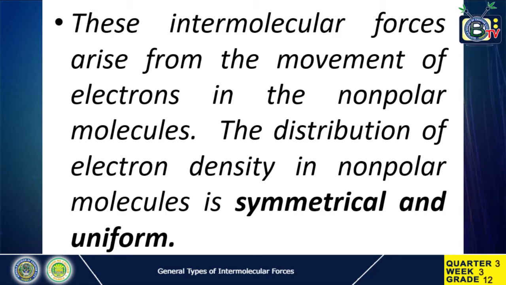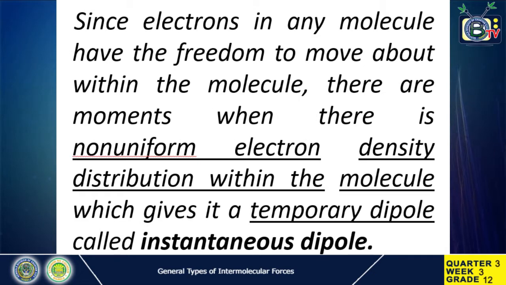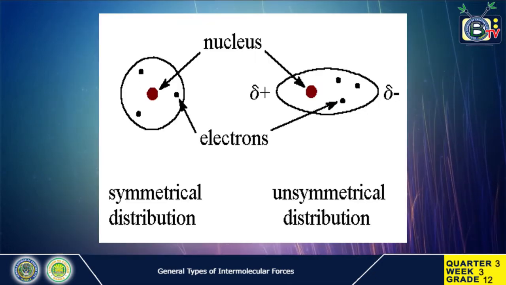The distribution of electron density in non-polar molecules is symmetrical and uniform. Since electrons in any molecule have the freedom to move about within the molecule, there are moments when there is non-uniform electron density distribution within the molecule, which gives it a temporary dipole, called an instantaneous dipole or temporary dipole. Look at the illustration.